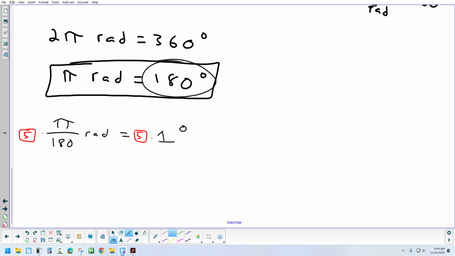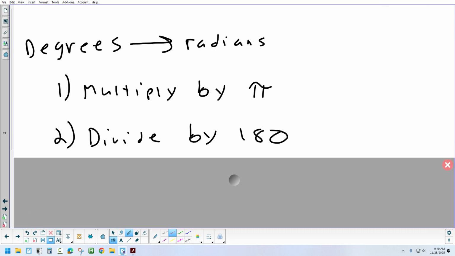What's in the red box isn't what's important. This is the conversion that's important. If you're trying to convert degrees to radians, you multiply what you're trying to convert by pi, and you divide by 180. Those are the 2 steps to convert from a degree to a radian.